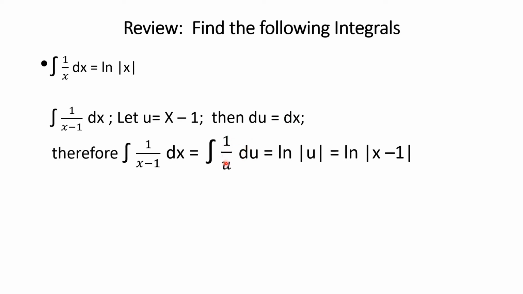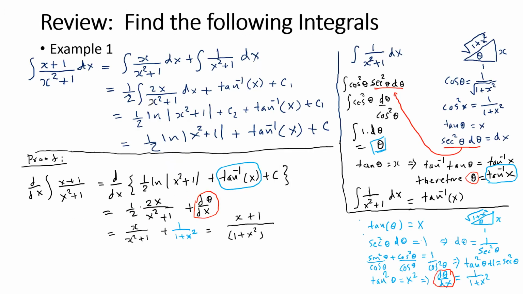Then the integration of 1 over u du is going to be equal to ln mod u, just like if you replace x with u, and then you will get what we have over here. Then we replace u by the value we assigned to it, which is x minus 1. So this is going to be equal to ln of mod x minus 1. Since u is equal to x minus 1, this integration works because this is integration by substitution.